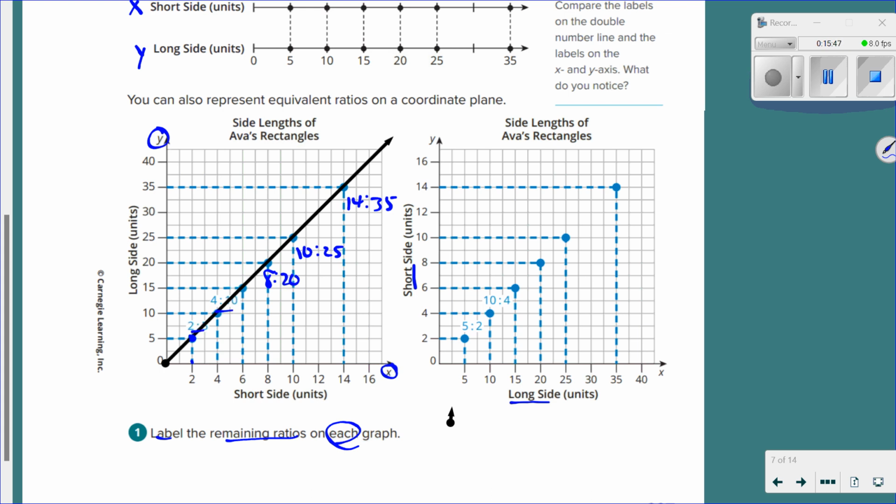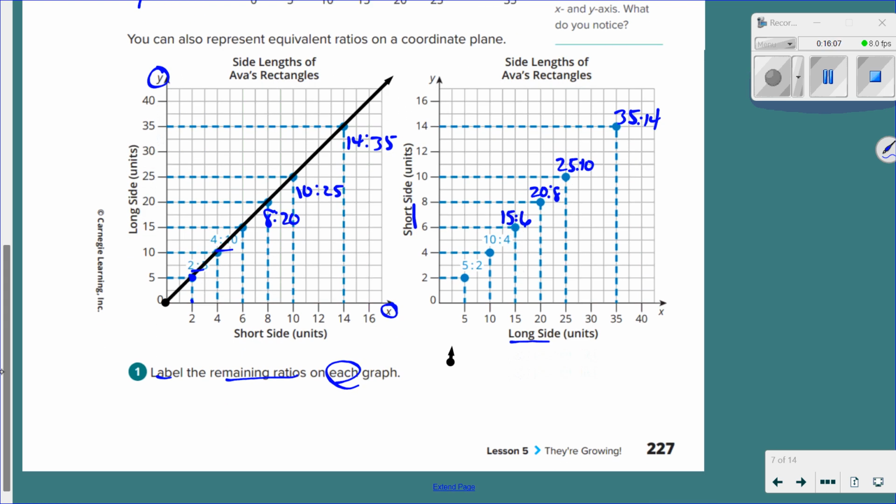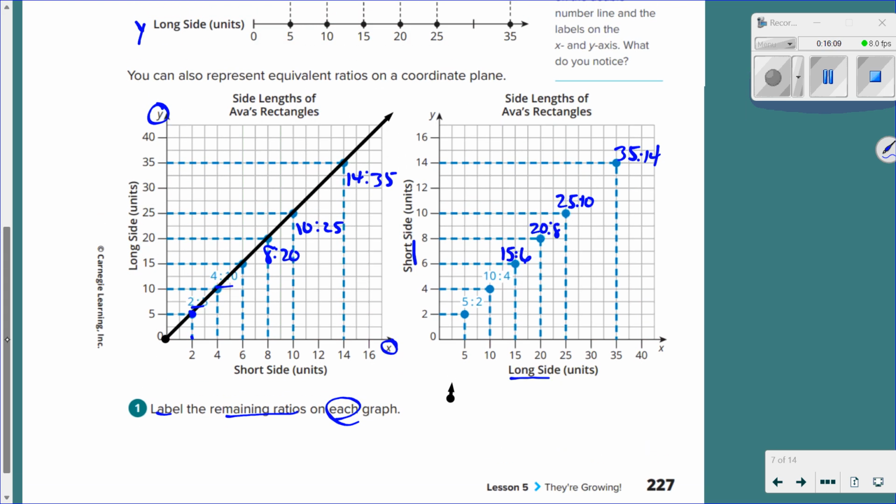So now we've got 15 to 6. We've got 20 to 8. We have 25 to 10. And we have 35 to 14. Everybody good on these? Yes, sir. Okay. That's all we had to do on this page. So let's go ahead and go to our next one.